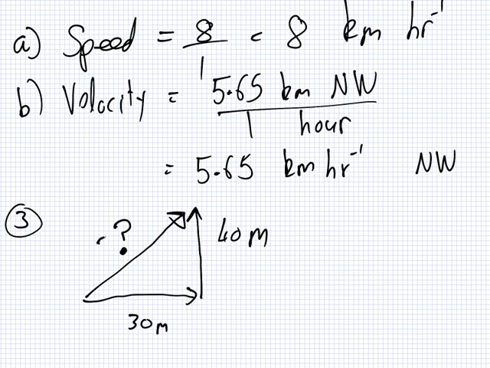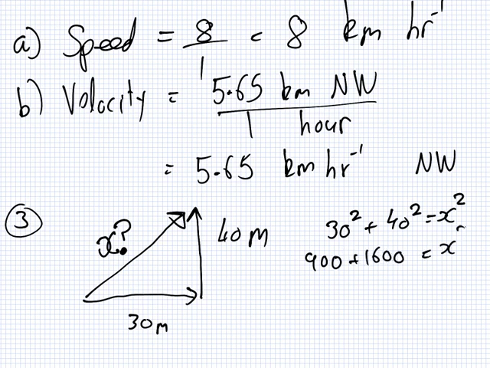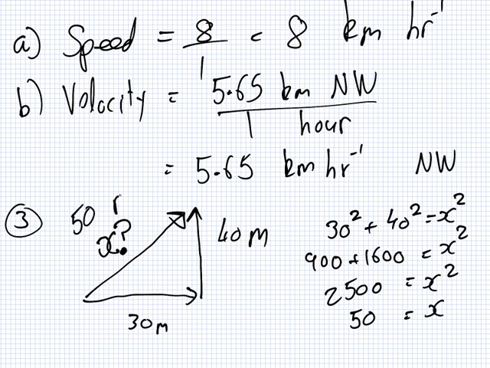If we call this distance x, we have 30 squared plus 40 squared equals x squared. 900 plus 1600 equals x squared. 2500 equals x squared. 50 equals x. So the answer is 50 meters.